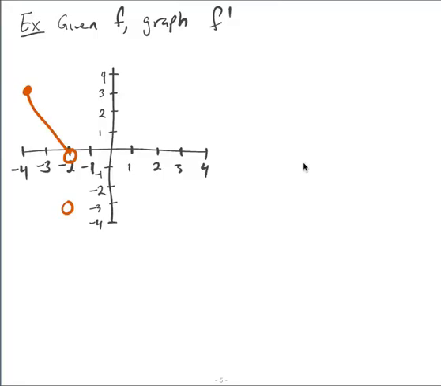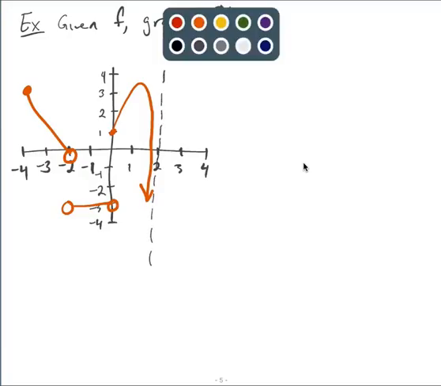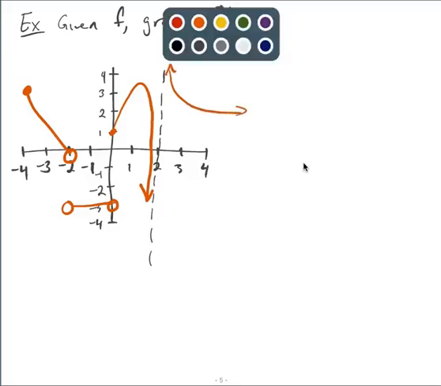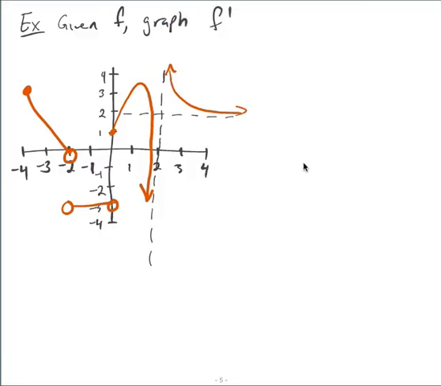Maybe we'll go down like that, and then how about, let's see, like this, and then how about we'll give it a vertical asymptote there for fun. And then we'll give it a horizontal asymptote. And two there. Okay. That's a good one, right?